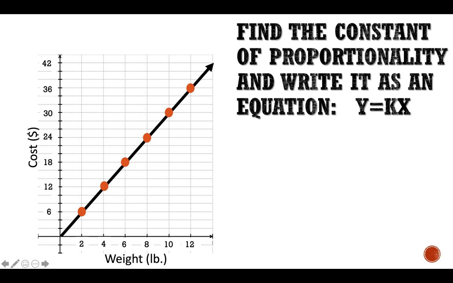So let's choose 2 points. I have 2, 6 and 4, 12. Okay, so let's check and see if my ratios are the same. Remember, you're going to take your y and put it over x. Well, 6 over 2 is 3, and 12 over 4 is 3. 18 over 6 is 3, and I can keep going, and I'm always going to get 3. So my equation would be y equals 3x, because my constant of proportionality is 3.